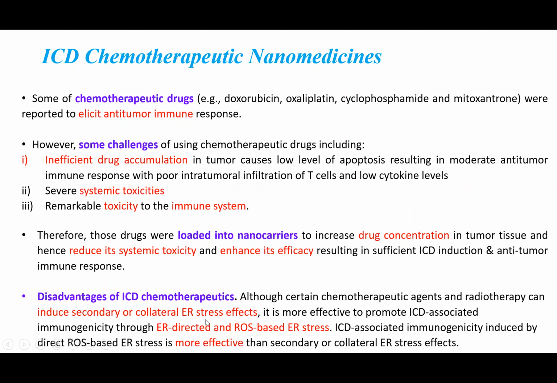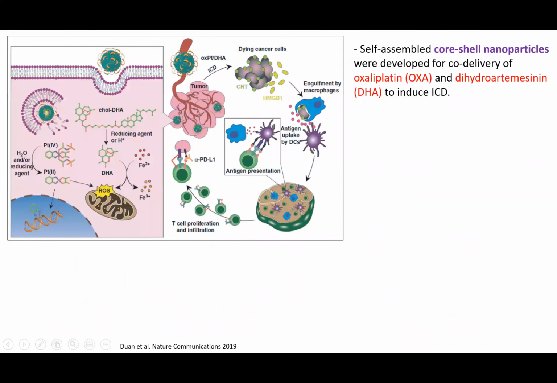But usually the disadvantage of immunogenic cell death chemotherapeutics is that they induce immunogenic cell death through a collateral or secondary effect on the endoplasmic reticulum. It's usually better to induce immunogenic cell death by direct generation of reactive oxygen species and inducing oxidative stress to the endoplasmic reticulum. This is usually more effective than working secondarily or collaterally on the endoplasmic reticulum.